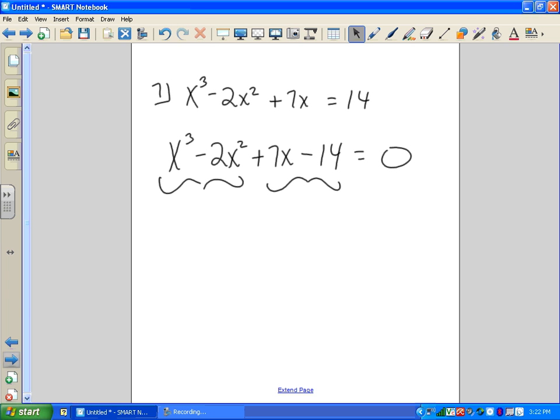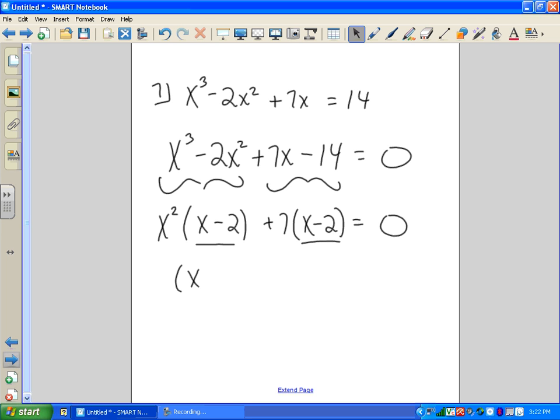And so out of the first group, I could factor out x squared. That's going to leave me with x minus 2. On my second group, I could factor out 7. So that'll leave me with an x minus 2. Now we can pull out that common factor of x minus 2. So we have x minus 2 times x squared plus 7. And now notice we have an x squared plus 7. Notice that's not a difference of squares. So that's not going to factor again.